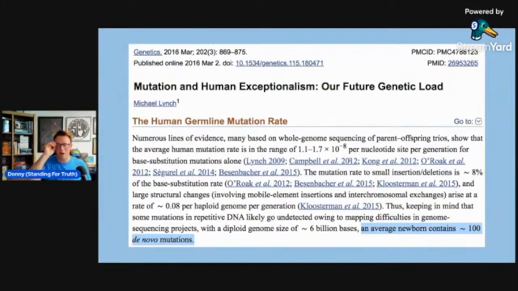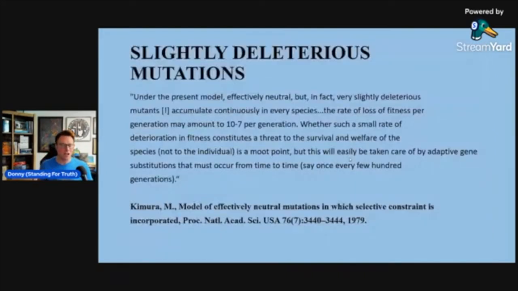So here's a paper, our future genetic load, the human germline mutation rate. An average newborn contains what? 100 de novo mutations. 100 slightly deleterious mutations. Under the present model, effectively neutral. So it's not accurate when the evolutionists want to say, well, these are completely neutral, which means they're not damaging. And so they can build up and act as a hidden reservoir of future evolutionary change. That's essentially the neutral theory, the theory of neutral evolution.